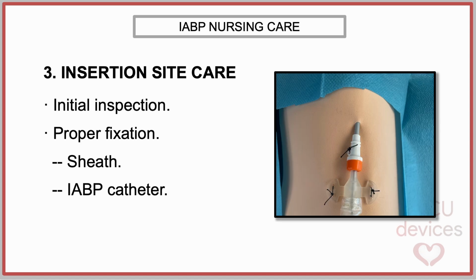The arterial introducer sheath should be secured to the skin using a silk suture, ensuring stable anchoring at the insertion site. The suture must be firm enough to prevent movement while avoiding excessive tension that could compromise skin integrity or contribute to local tissue injury.